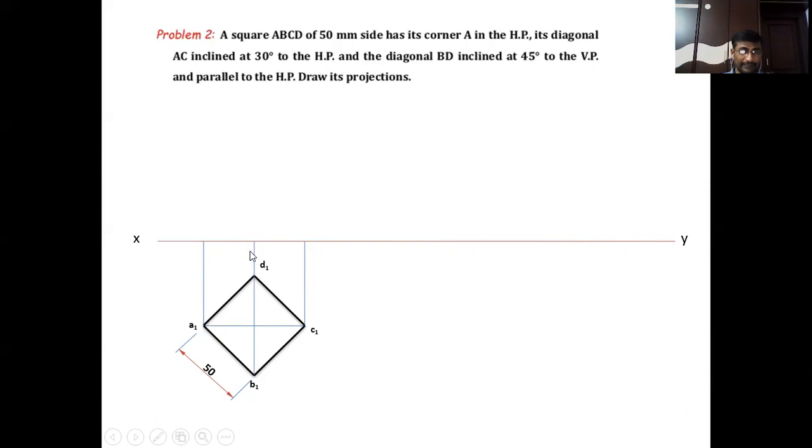and C1. The B1, D1 projectors will coincide with each other. Then we will get the points on the XY line, 3 points. The first point is A1 dash. A1 dash is the front view of the point A, and B1 dash, D1 dash is the front view of the BD corners. The B1 is the visible corner and D1 is the invisible corner. When we're looking from this side, this corner is visible and this corner is invisible. That's why I'm placing the D1 invisible corner in the bracket.